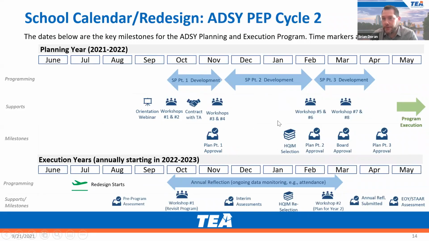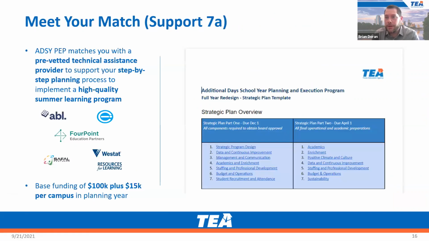That being the case, we have a number of supports along the way. And so I'm going to skip this next slide to start with the supports. The first one is support 7A. This is technical assistance providers who will be in your lane, whatever that idiom is. These will be your partners in this work, right? To make sure that your planning process goes well.